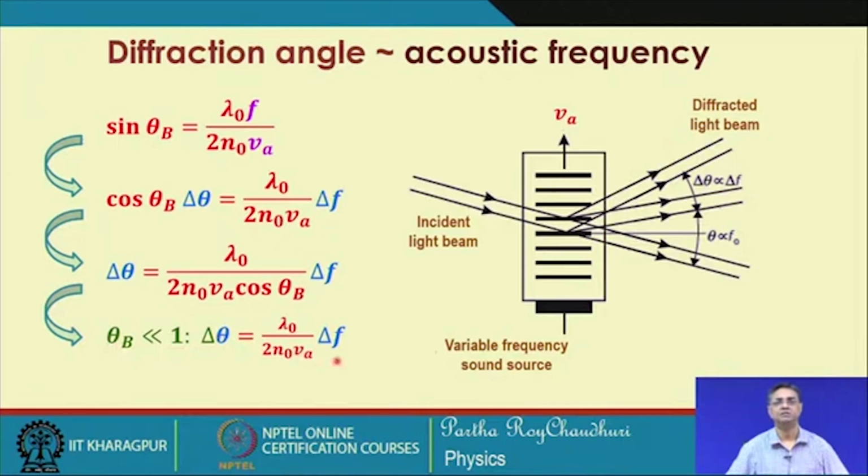So, delta theta is proportional to delta f. That means if you have different frequencies f 1, f 2, f 3, the angles theta 1, theta 2, theta 3 will also be different. So, that means for different acoustic frequencies, the diffracted light will travel along different directions.